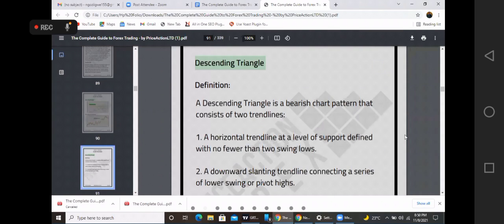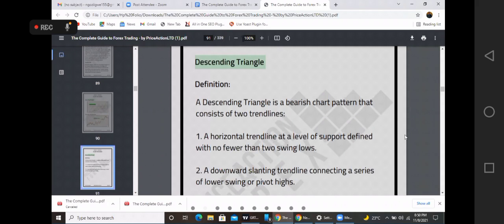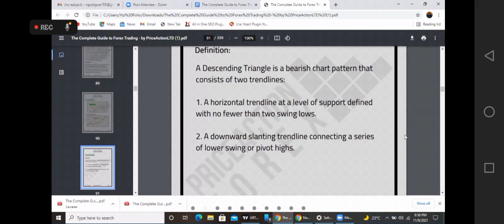Descending triangle. A descending triangle is a bearish chart pattern that consists of two trend lines. One, a horizontal trend line at the level of support. The support trend line is horizontal. So the person that I talked about, this is what you draw. The horizontal trend line is at a level of support defined with no fewer than two swing lows. Then a downward slanting trend line connecting a series of lower swing or pivot highs. This is what I mean.